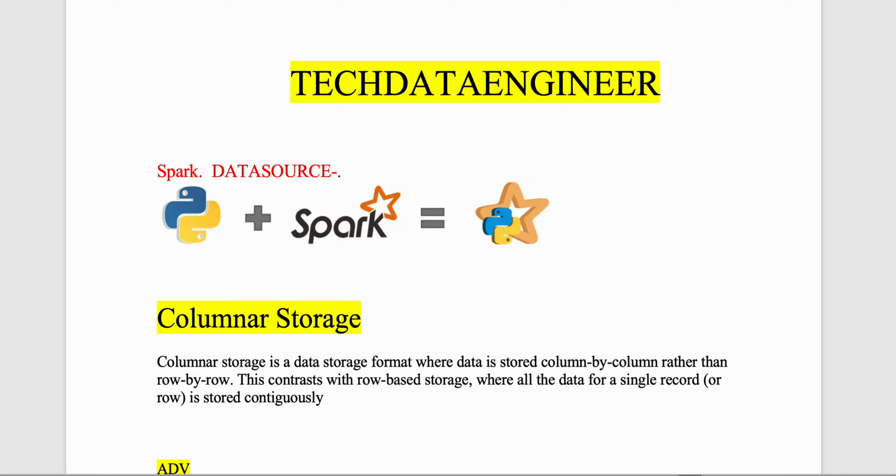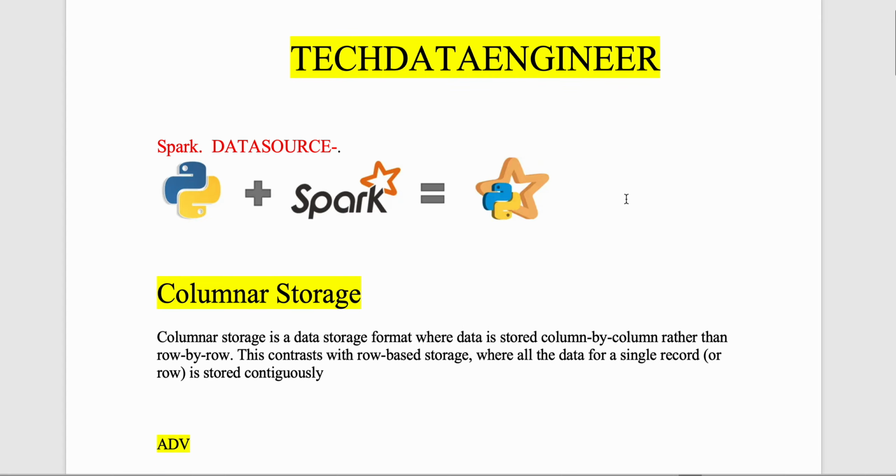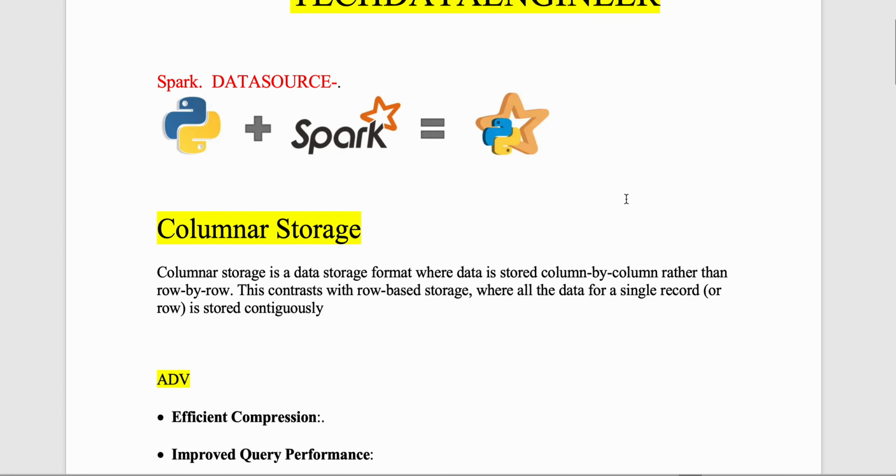Okay, so columnar storage is a data storage format where our data is stored column by column rather than row by row. In a traditional system, I can say RDBMS and all, you are storing the data row by row. Okay, so column based storage has certain advantages, because of which in big data and analytical systems we are using column storage. So let's discuss these advantages, why we are using column storage, and then we can proceed further.